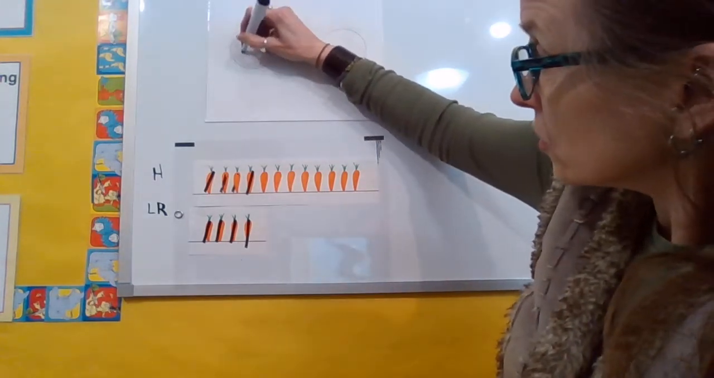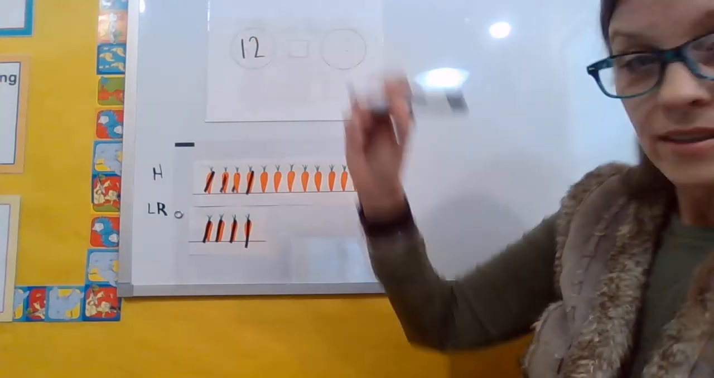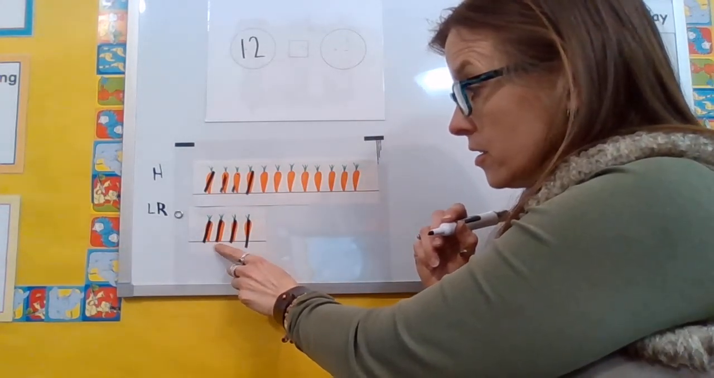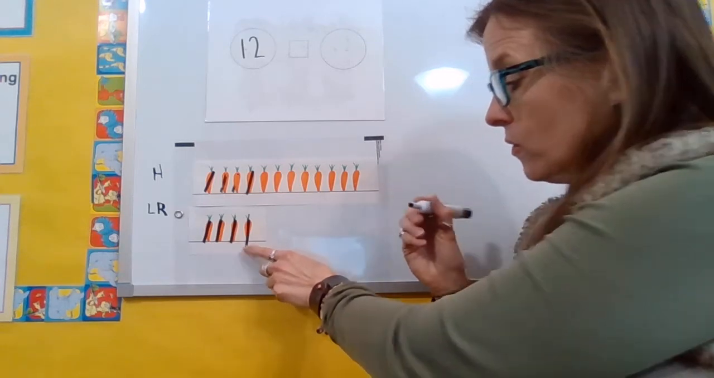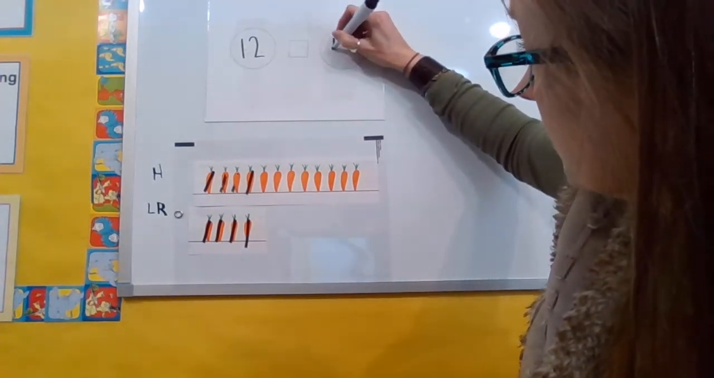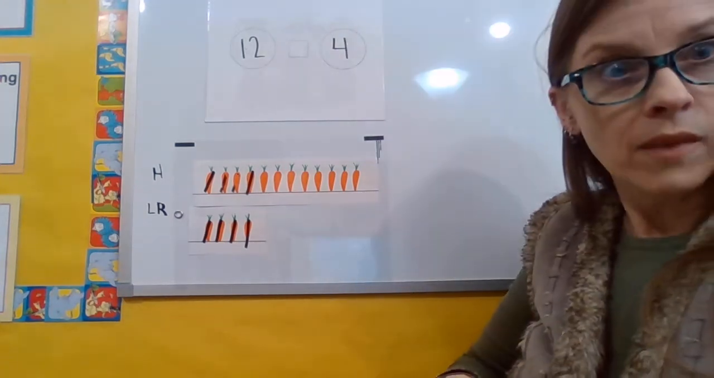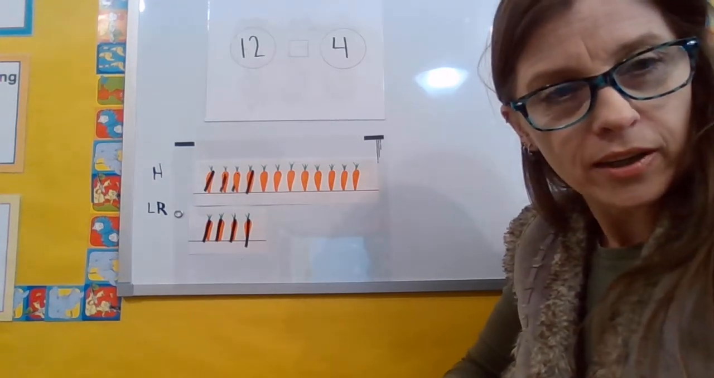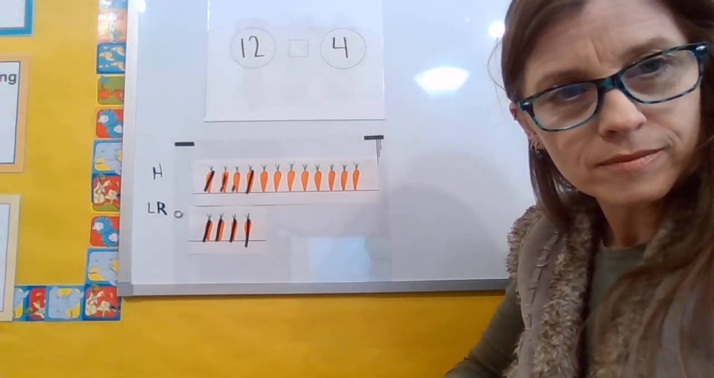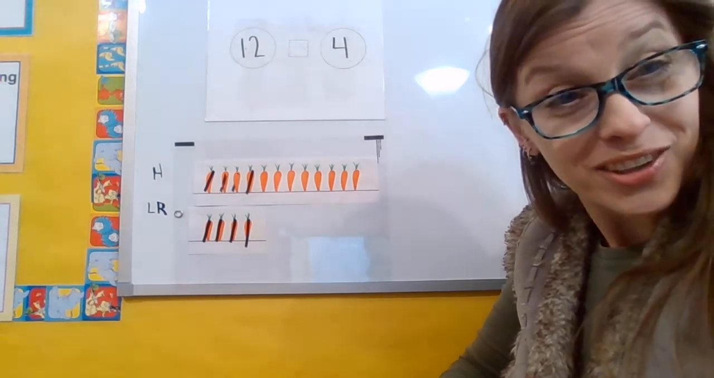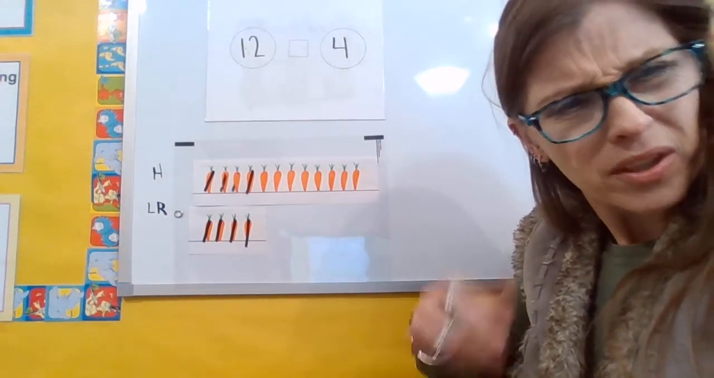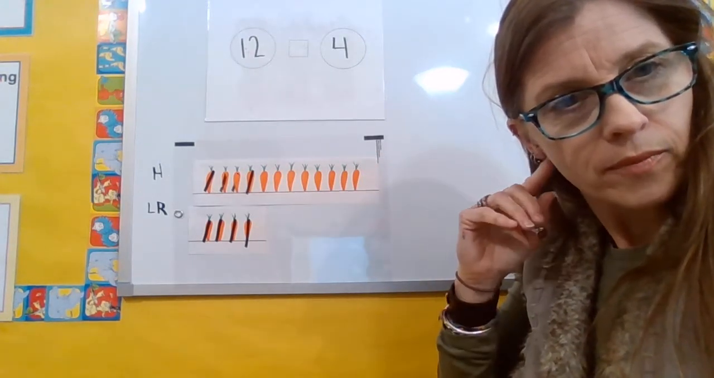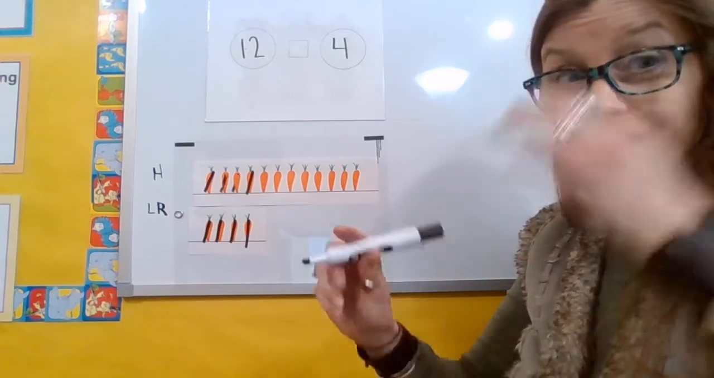Horse had 12 carrots. Let's see how many carrots Little Rabbit had. 1, 2, 3, 4. Little Rabbit had 4 carrots. I wonder, what symbol goes here? I heard you. You're right. Remember, can we tell our friends? The alligator eats which number? The big number. That's right.